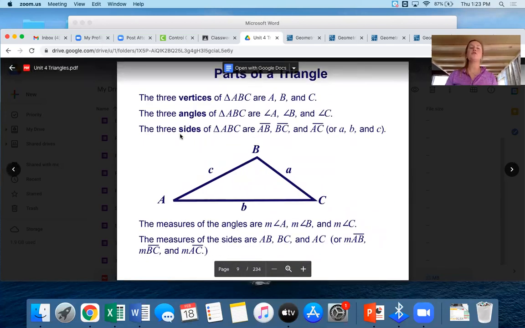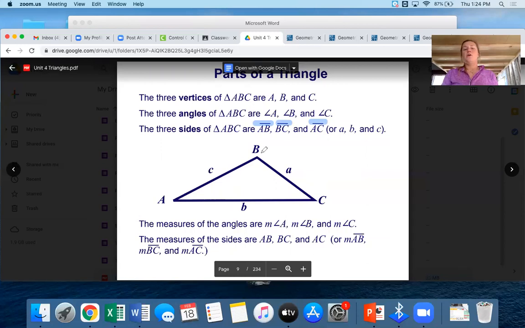So when we talk about the parts of the triangle, there are 3 vertices, A, B, and C, which I just highlighted for you. There are 3 angles, angle A, angle B, and angle C. And there are 3 sides. Notice here, and this is what's going to try and trip you up on the knowledge check, you have to have these lines over the top when talking about sides, okay? So the 3 sides are AB, BC, and AC, okay? Or you could also call them a, b, and c.